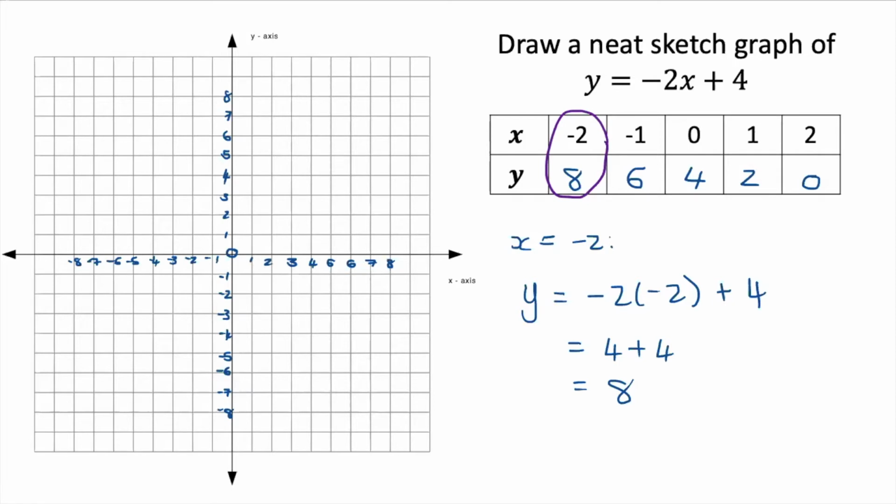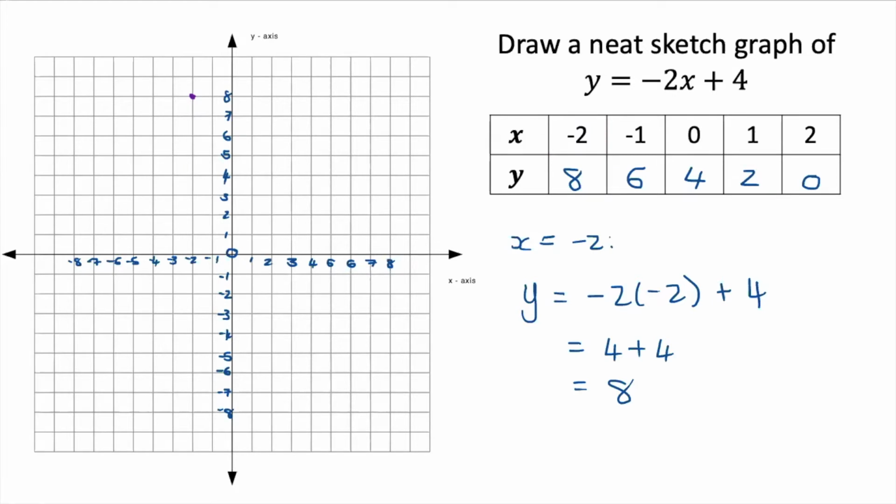I'm going to start with negative 2 because I prefer to start with my x values, and I'm going to go from 0, I'm going to move across negative 2, and then I'm going to go up 8, and I'm going to plot my point. And there you go, that's the start of it. And then we're going to do the same for every other one.